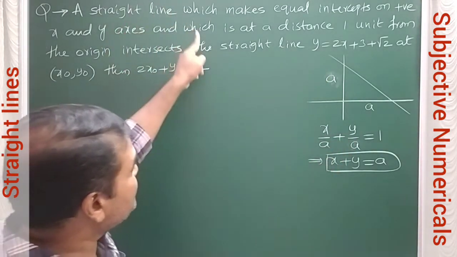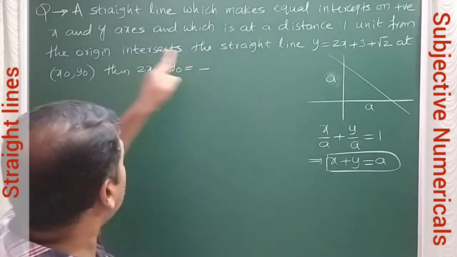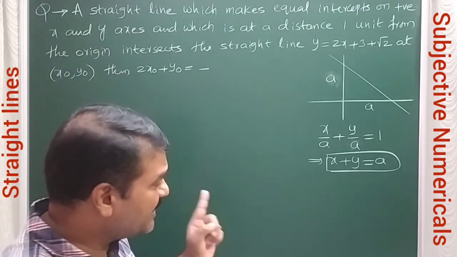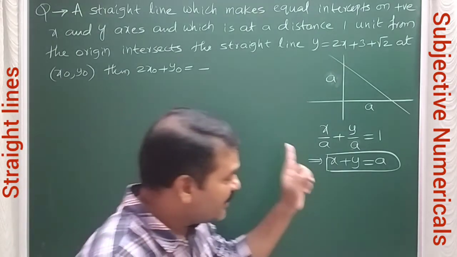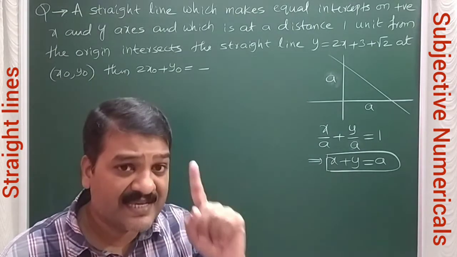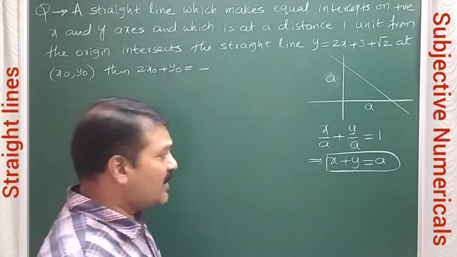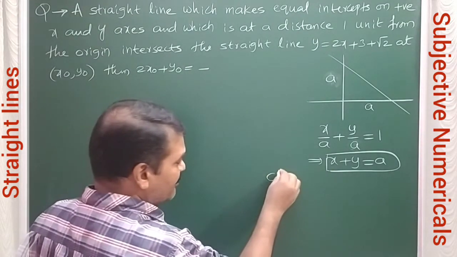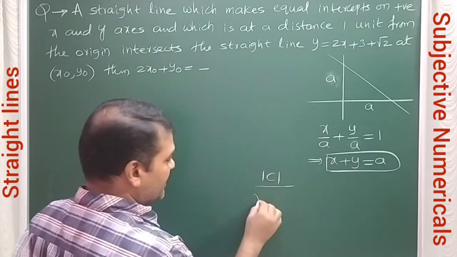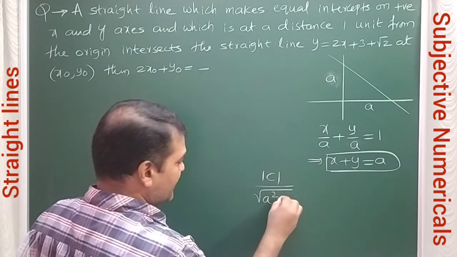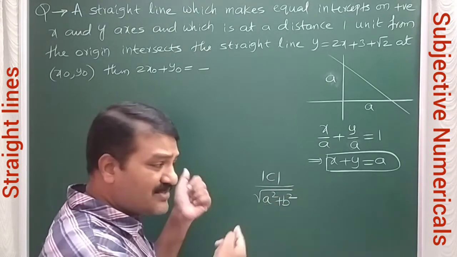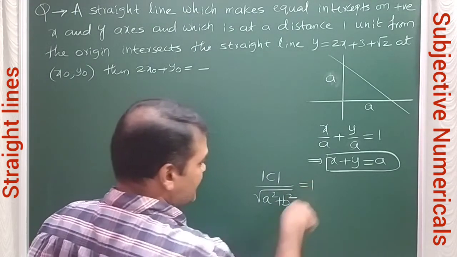Now, which is at a distance of 1 unit from the origin is the second condition. It means the perpendicular distance from origin to this line is given as 1 unit. So what is the formula for the perpendicular distance from origin to a straight line? Mod c by under root a square plus b square. This is the formula for perpendicular distance from origin to the straight line. This is given as 1.